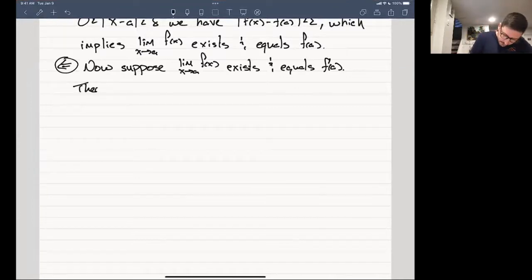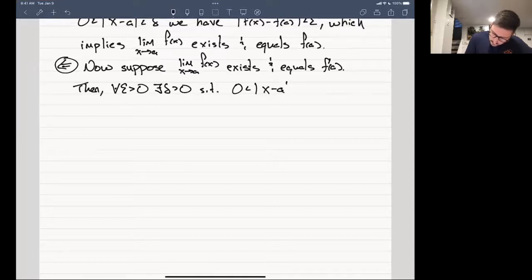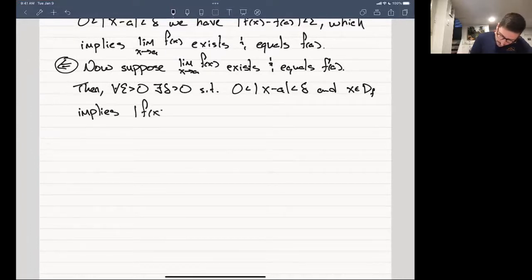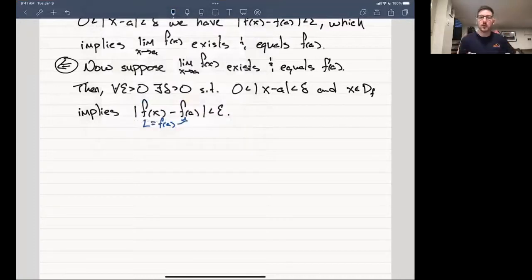Well then, again using the definition, for all epsilon greater than 0, there exists a delta greater than 0 such that if I look close to a, but not actually at a, this implies that |f(x) minus f(a)| is less than epsilon. In this case I'm substituting L equal to f(a), because I know what the value of the limit is. I'm just using the definition of a limit here. Nothing fancy, I literally just wrote down the definition with L equal to f(a).